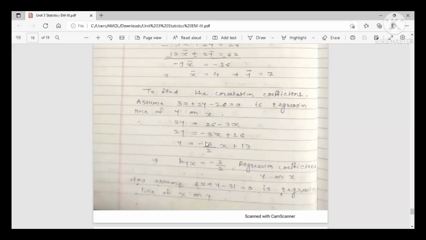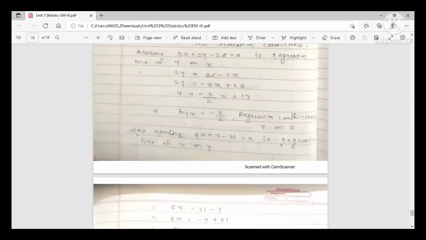The term with x is nothing but the regression coefficient. Always remember that when there is a regression line of y on x, the coefficient of x is nothing but the regression coefficient of y on x, which means it is the value of b_yx. So it is equal to minus 3 by 2.